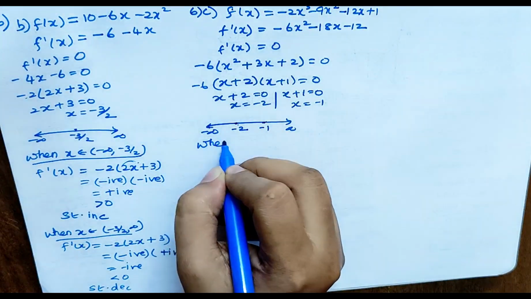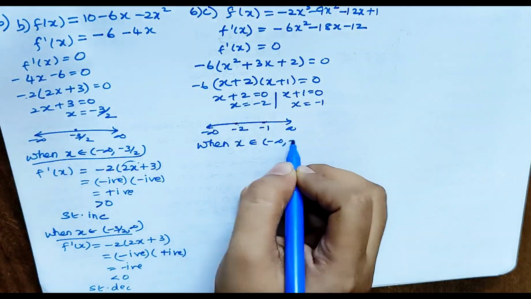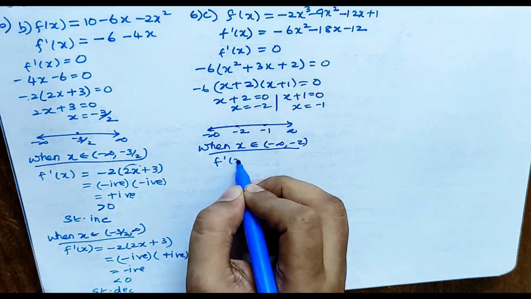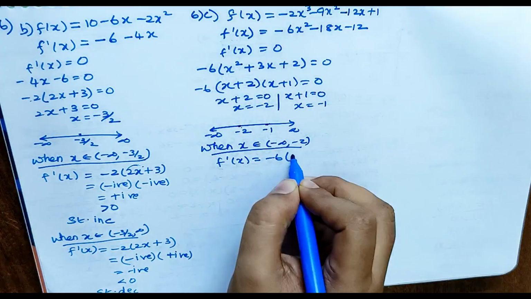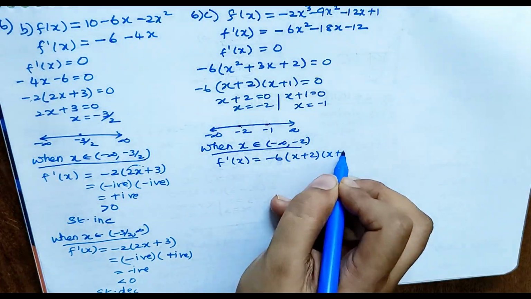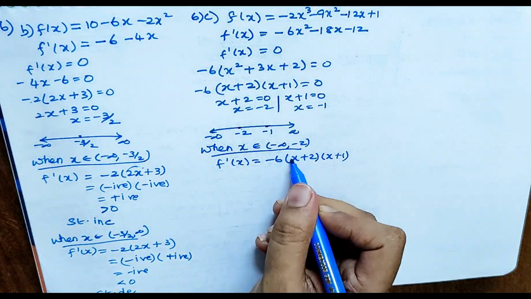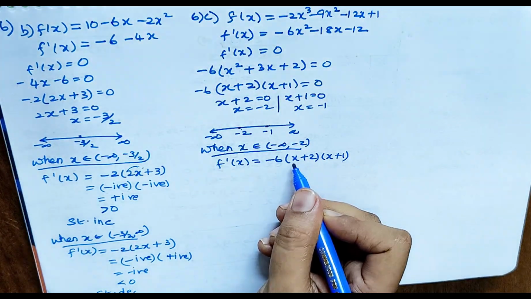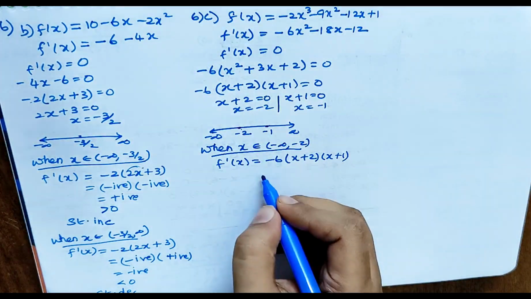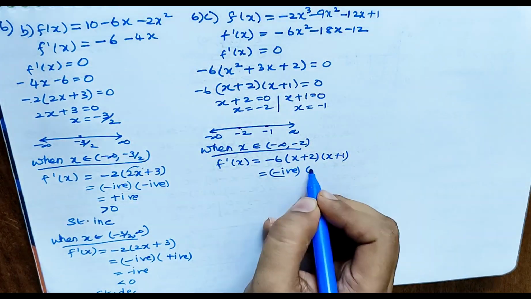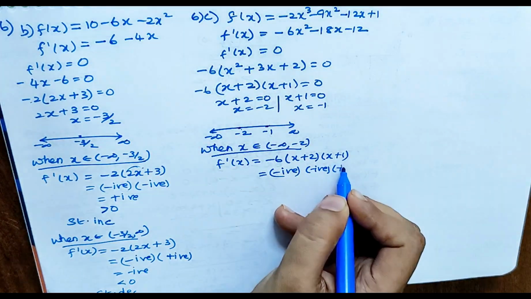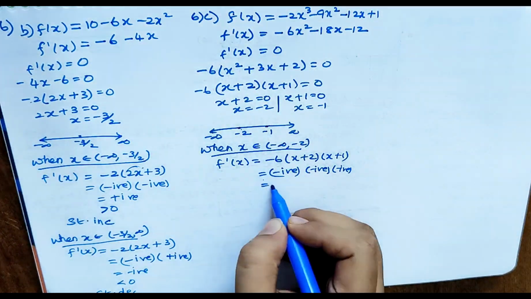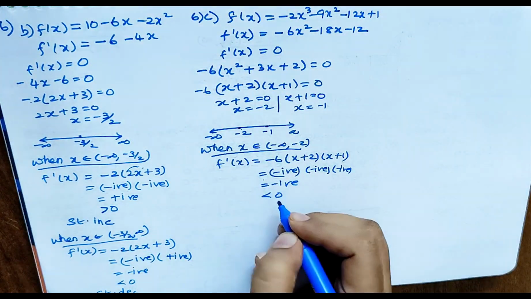When x belongs to the interval minus infinity comma minus 2, all the x values are negative. And the simplified form of the first derivative is minus 6 into x plus 2 into x plus 1. Since these are negative numbers, the greater number with a negative sign and the smaller number with a positive sign, definitely we will get a negative value for these two. Outside we have negative. So negative into negative, positive, into negative, we will get a negative value. That is less than 0.